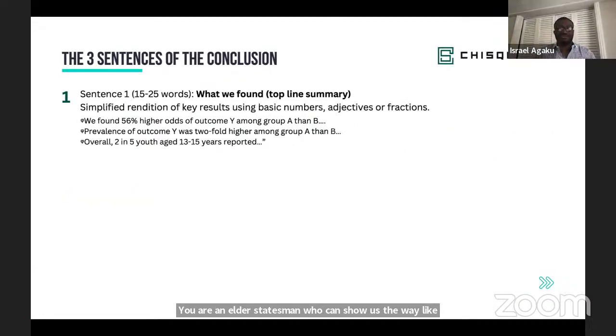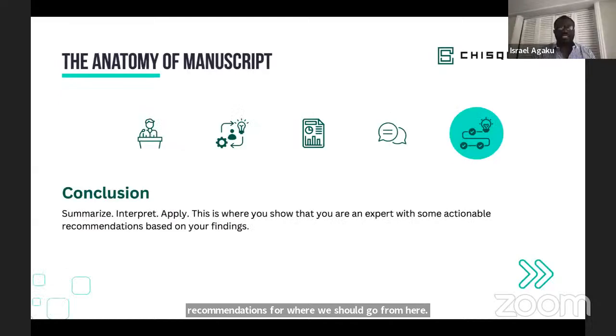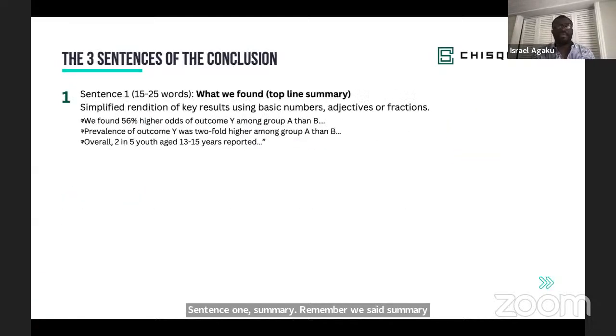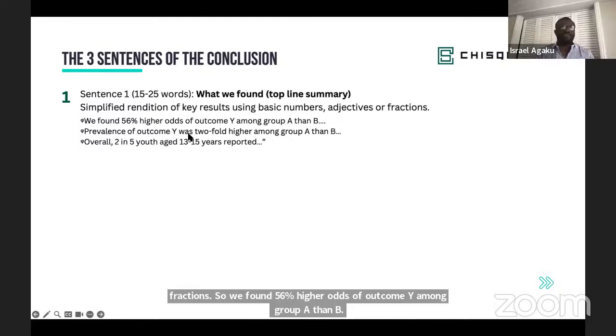Sentence 1, summary. Remember we said summarize, interpret, apply. So the first sentence is summary, top line. And try not to use numbers. Try to use adjectives or fractions. So, we found 56% higher odds of outcome Y among group A than B. Prevalence of outcome Y was 2-fold higher.